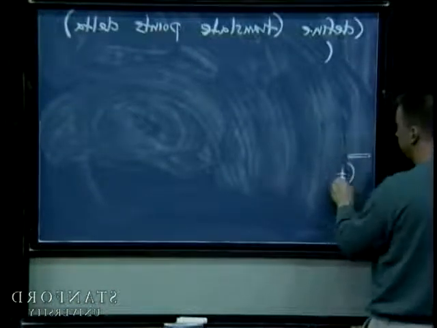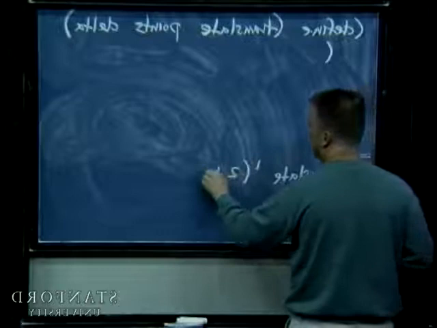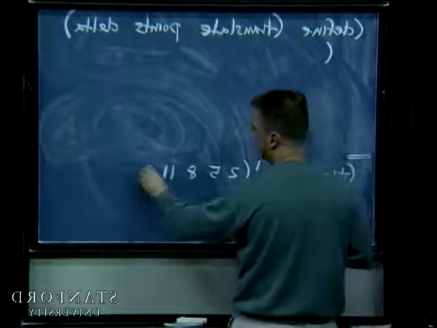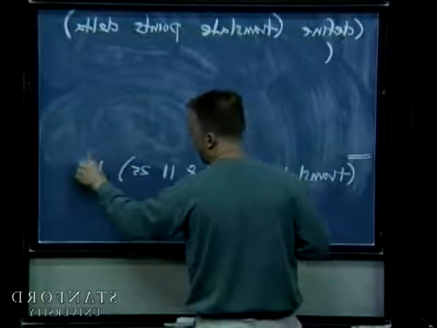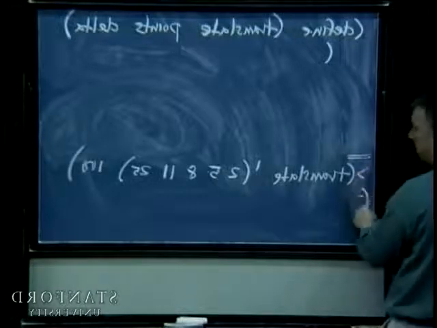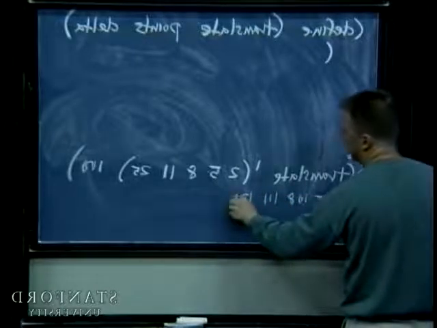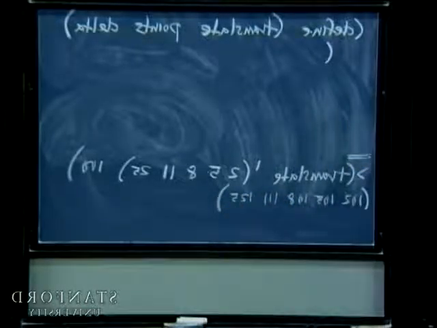I want to be able to call translate against 2, 5, 8, 11, 25, and I want to be able to pass in 100. And I want it to spit out 102, 105, 108, 111, 125, just like that. I want it to take the list, the first argument that's a list of length n points, and I want it to generate another list of n points where everything's been shifted by some delta amount. Does that make sense?